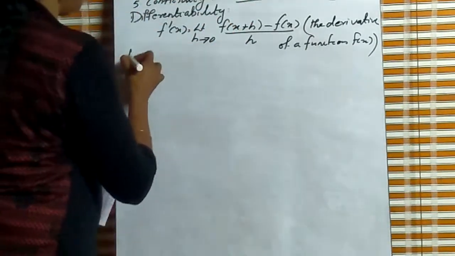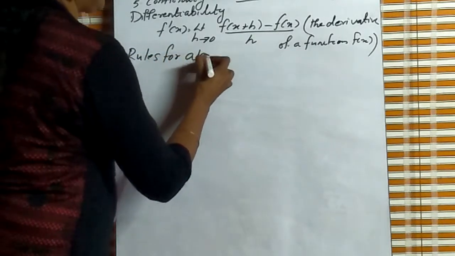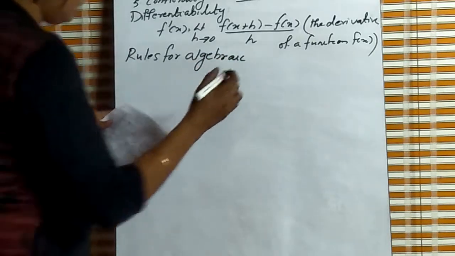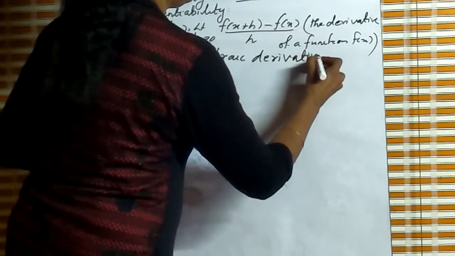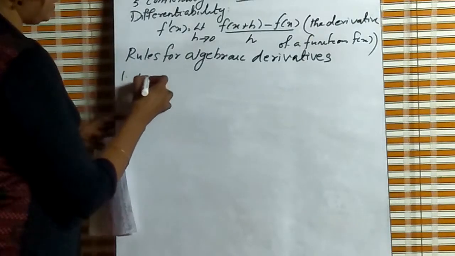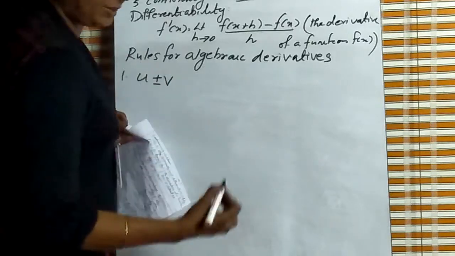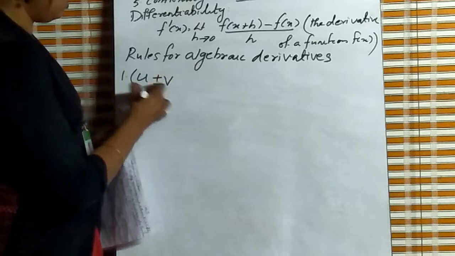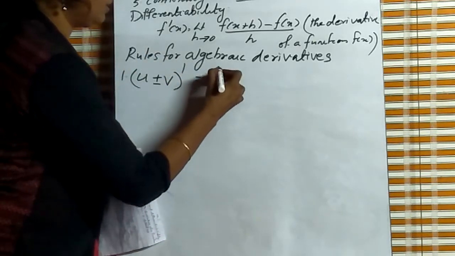Now, rules for algebraic derivatives. One, to find the derivative of the sum or difference of two functions, we find the derivative of each one.